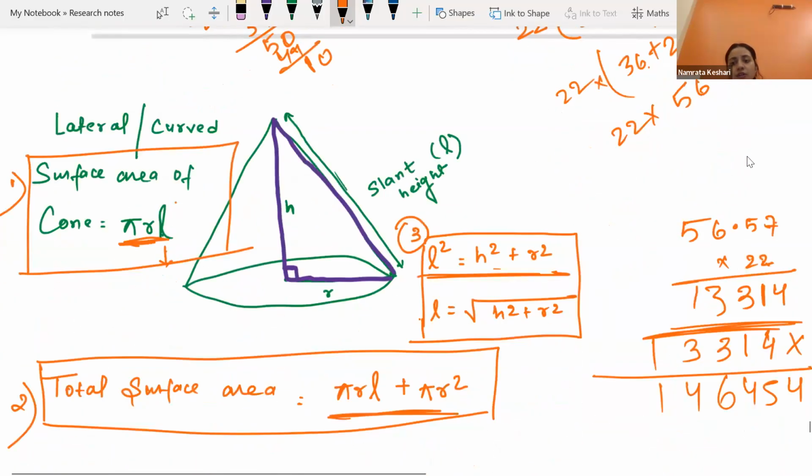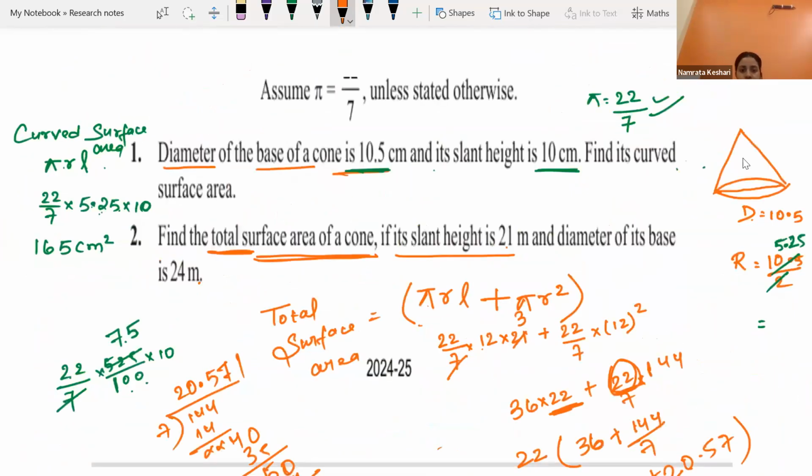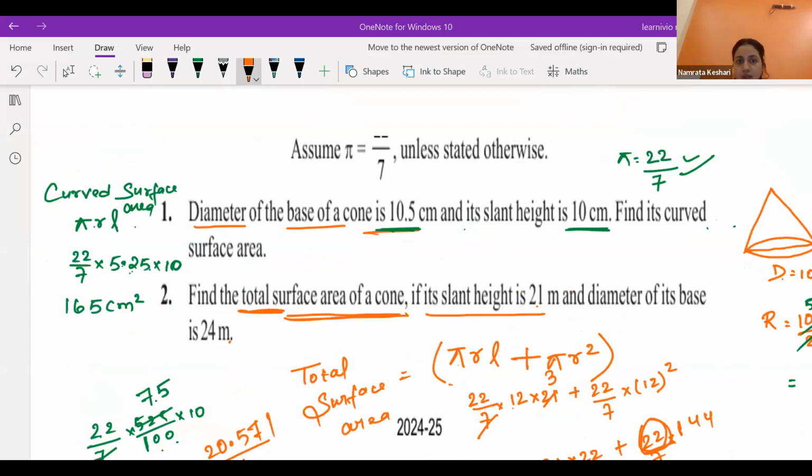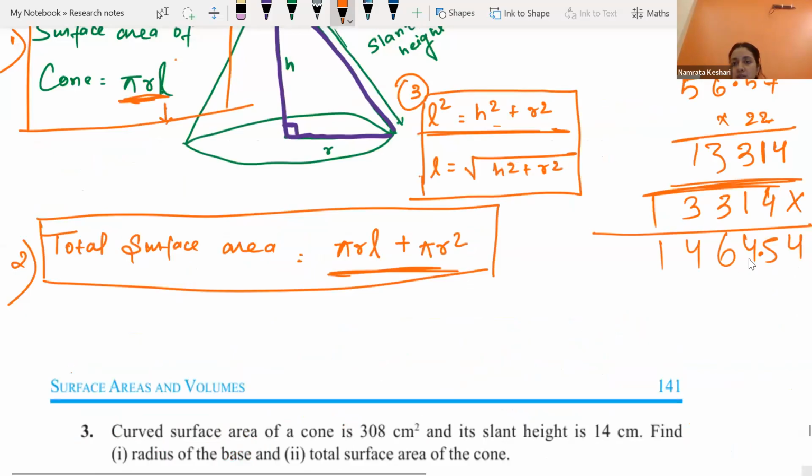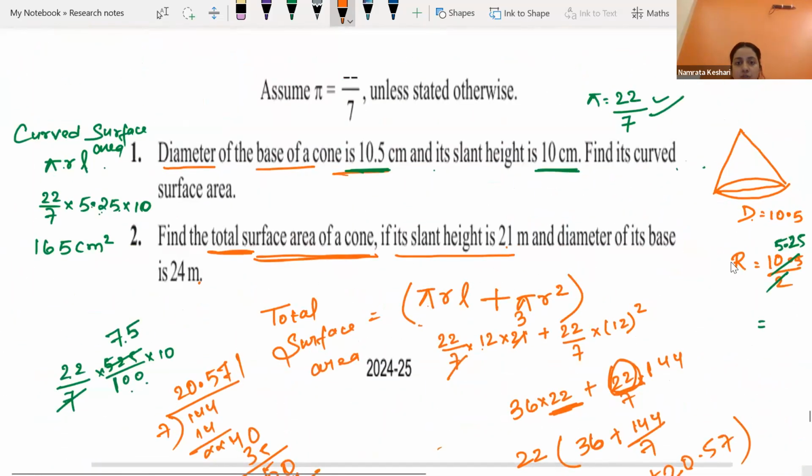Yes, it looks like 1464.54. Let me check. Ma'am, I got the answer as... What did you get? 14.454. Okay, let me check what exactly will be the answer. Okay, because I am getting this. Okay, once let me confirm.